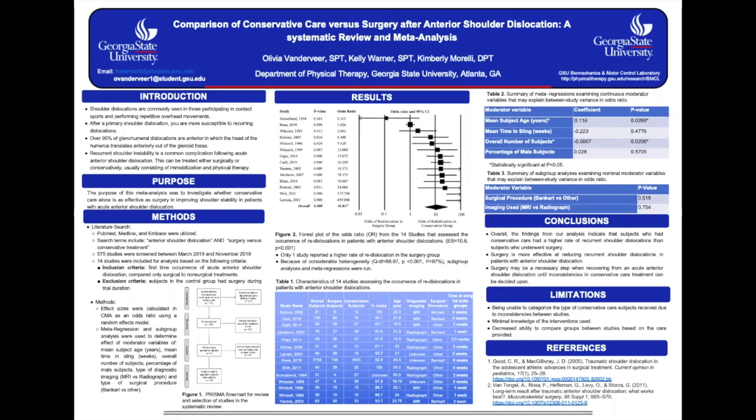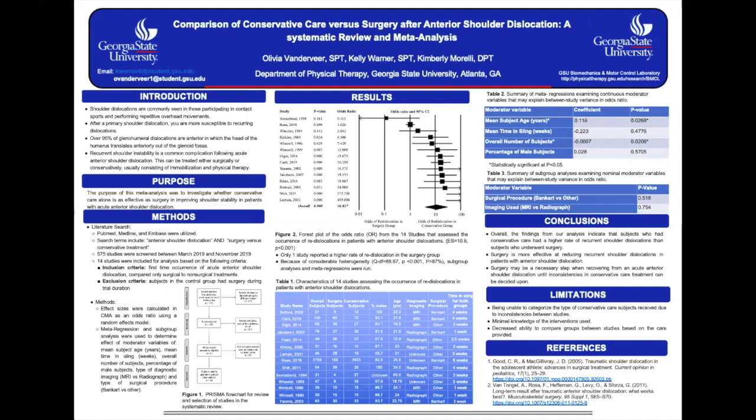So throughout our systematic review, we used three search engines: PubMed, Medline, and Embase. Our inclusion criteria was that it had to be a first-time occurrence of anterior shoulder dislocation, and it had to compare only surgery to non-surgical treatment. We excluded studies where the subjects in the conservative care only group chose to have surgery while participating in the study. After we got all of our articles, we input the data into CMA and calculated effect sizes as an odds ratio using a random effects model. Then we ran subgroup analyses and meta regressions on our moderator variables.